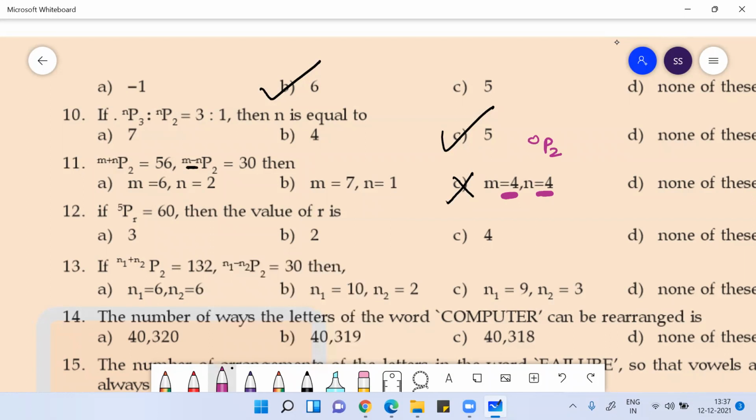Then I'll focus on the others. If I go with option A, 6 minus 2 is 4. 4P2 is 12, so it cannot be 30. Now if I go with option B, 7 minus 1 is 6. 6P2 is 30, so this is working. What about m plus n? This is 8, so 8P2. What is 8P2? 8 into 7 is 56. So this is your answer.